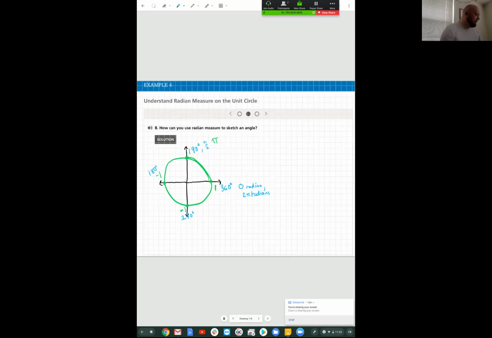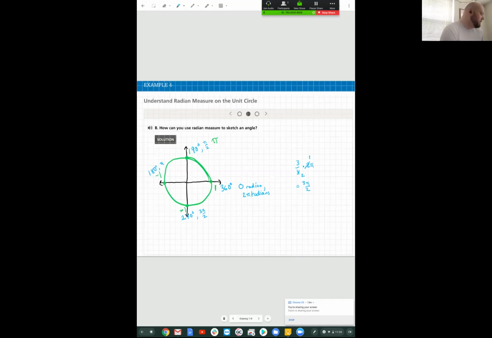What's 1/2? Because half a circle is 180 degrees. What's 1/2 of 2 pi? Well, half of 2 is 1, so this is pi. What's 3/4 of 2 pi? I'll do that over on the side. 3/4 times 2 pi. Well, 2 over 4 reduces to 1 over 2. So this gives us 3 pi over 2. So 270 degrees is also 3 pi over 2 in terms of radians.